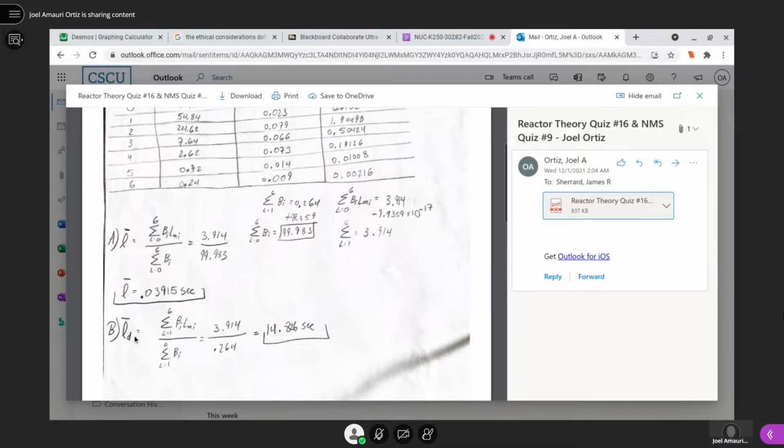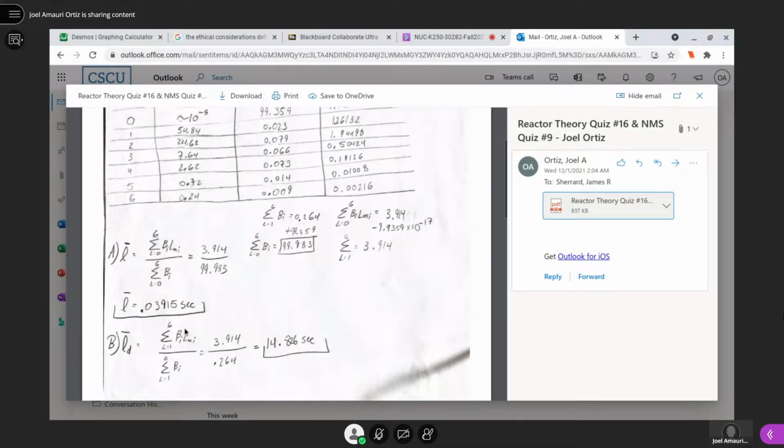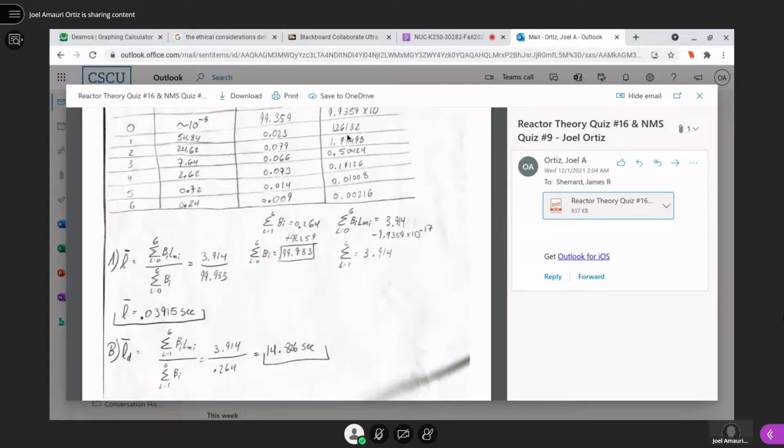If you just want to find L bar for the delayed neutrons, you do the same process, but just add in the delayed neutrons 1 through 6. The prompt neutrons didn't really change BI, LMI because that value is so small. Then I divided by the sum of all the BI, which is 0.264, also given to us, and it was 14.826 seconds for this process to happen.